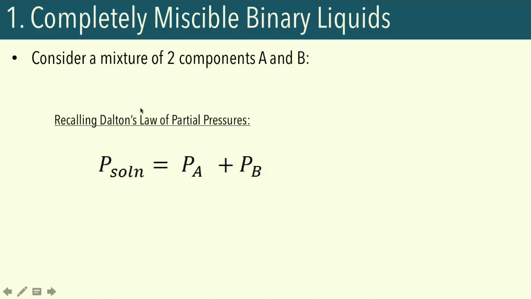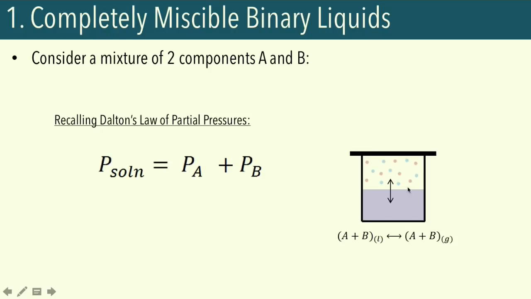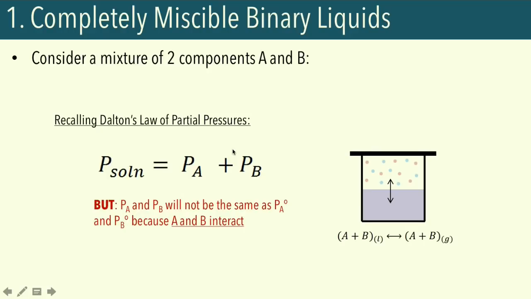Let's recall Dalton's law of partial pressures. The total gas pressure of a mixture is just going to be the sum of the partial pressures of the components. In this case it's going to be the partial pressure of A plus the partial pressure of B. So we have to wonder, is this going to be equal to the pure vapor pressures? But we have to consider the fact that A and B actually interact, so there might be some changes in the corresponding vapor pressures of our components in solution versus when it is in its pure state.